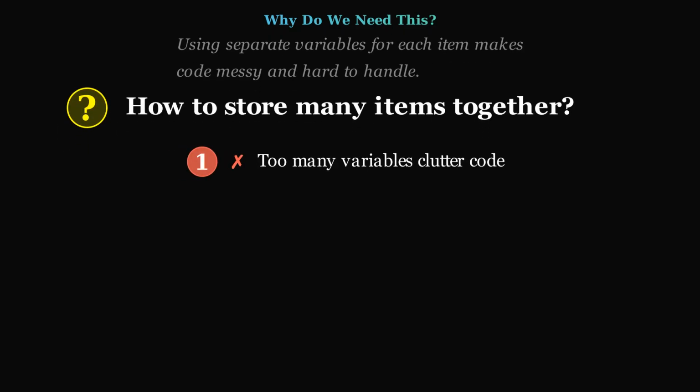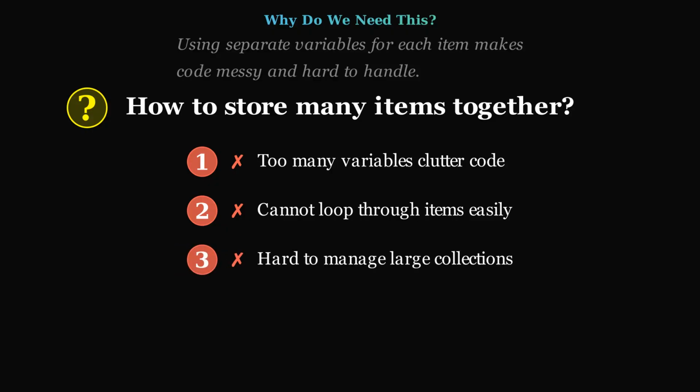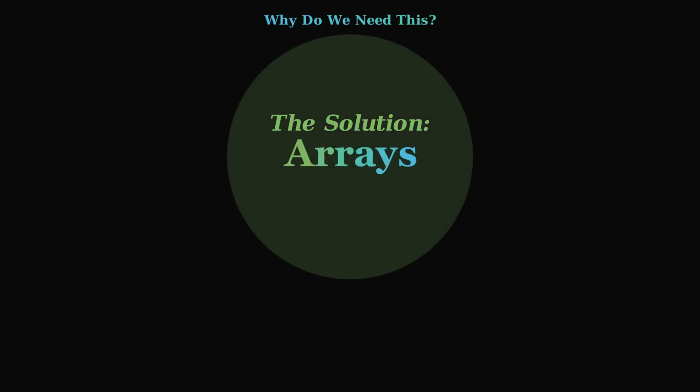Too many variables clutter code. Cannot loop through items easily. Hard to manage large collections. Arrays group multiple values into one structure for easy access.